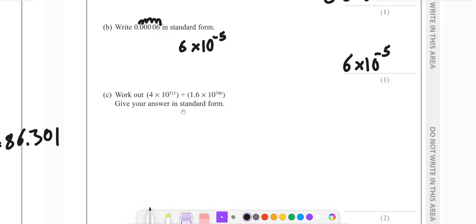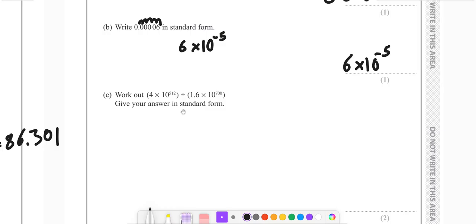Now with these ones, I would put it in your calculator. Just make sure that you put the brackets round all of it. 4 times 10 to the power 512 divided by 1.6 times 10 to the power 700. And they pick numbers that are too big to put in your calculator.